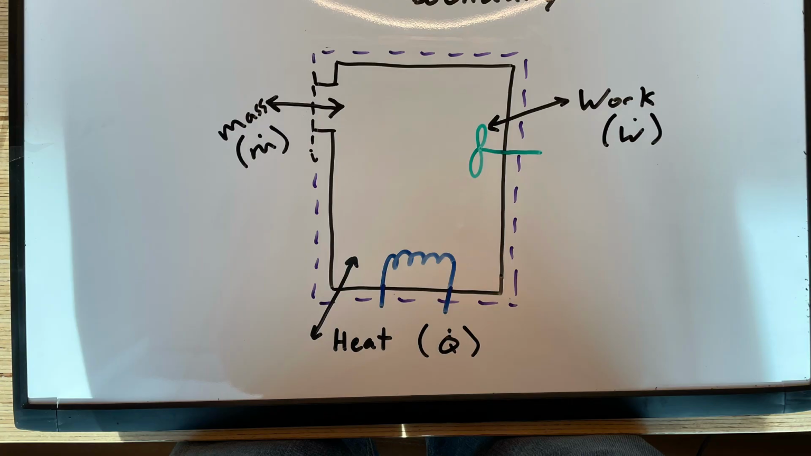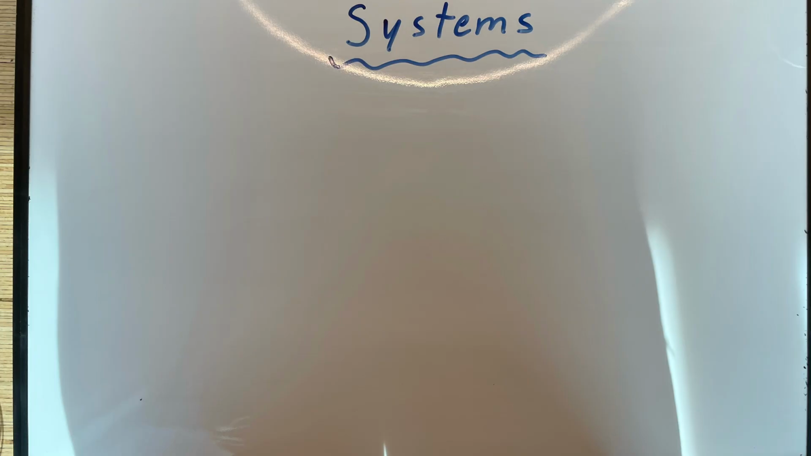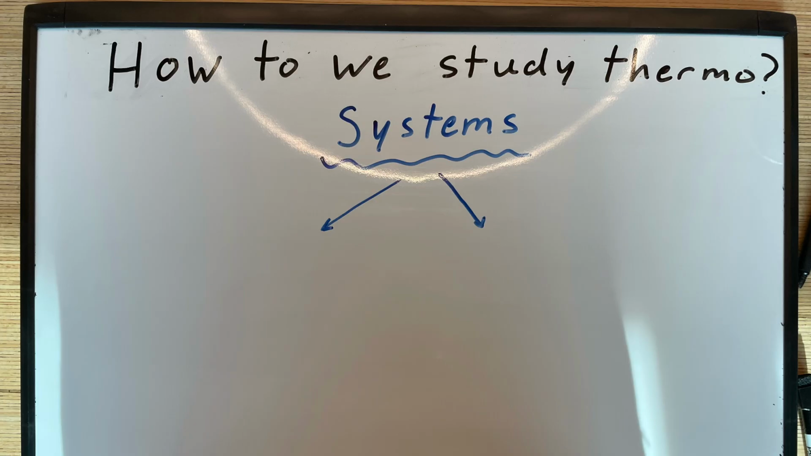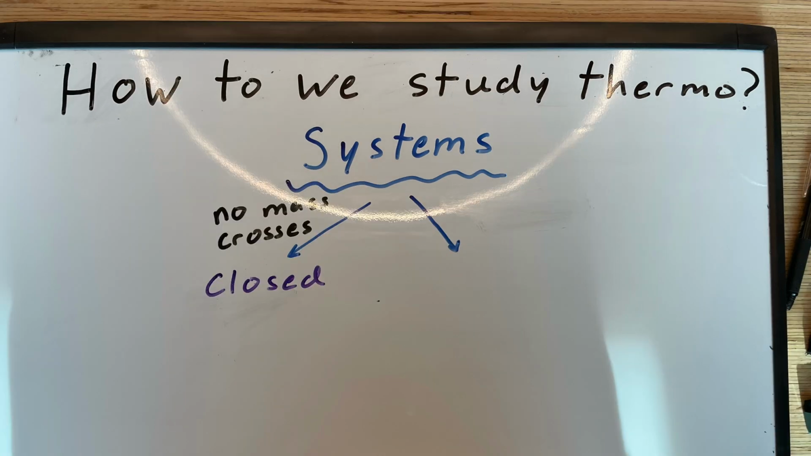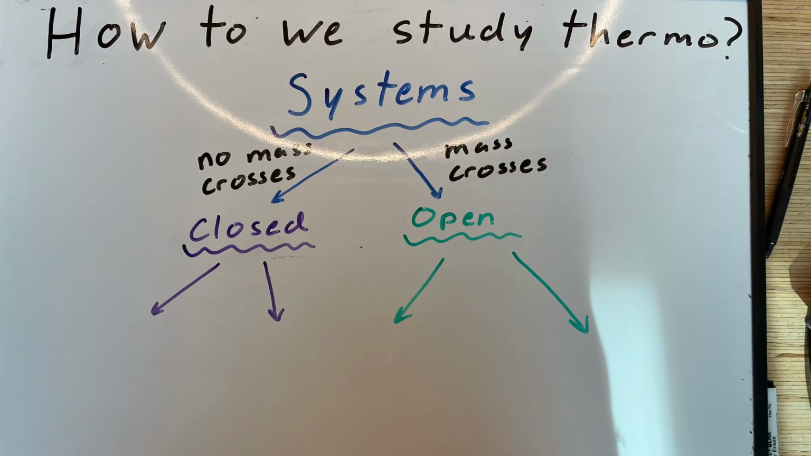The interactions have the following variables: m dot for mass transfer, q dot for heat transfer, and w dot for work transfer. Systems can be defined by certain terminology that quickly describes what is being transferred into the system. The 2 main types are closed systems, which have no mass transfer into the system, and open systems, in which mass can transfer into the system.